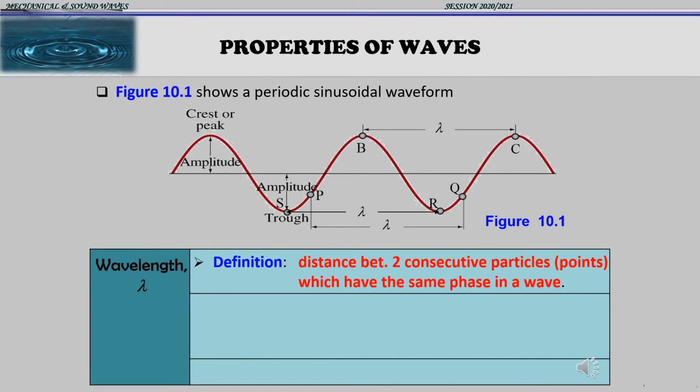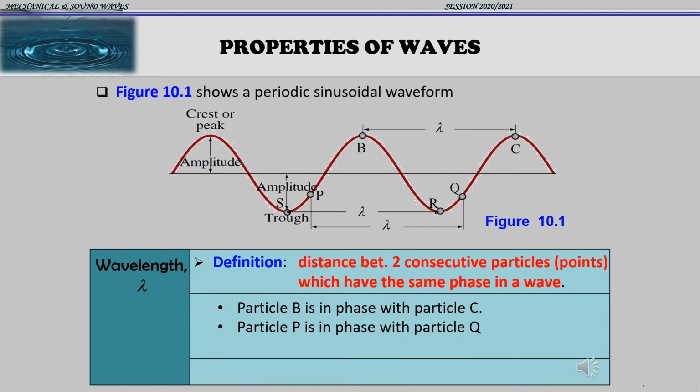Wavelength, or lambda. The definition is the distance between two consecutive particles or points which have the same phase in a wave. Particle B is in phase with particle C, particle P is in phase with particle Q, and particle S is in phase with particle R. The unit is meter.